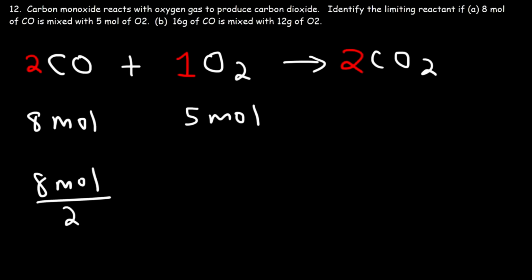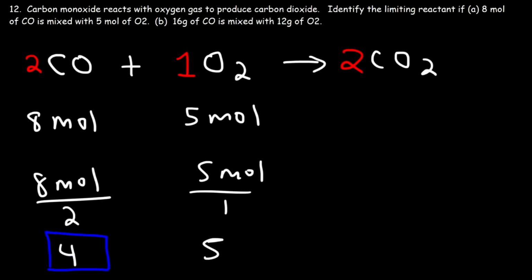So 8 divided by 2 is 4, 5 divided by 1 is 5. So notice that CO has the lowest mole per coefficient ratio. Thus, carbon monoxide will run out first. So that is the simplest way in which you could determine which one is going to run out first. So carbon monoxide is known as the limiting reactant. Oxygen is known as the excess reactant.